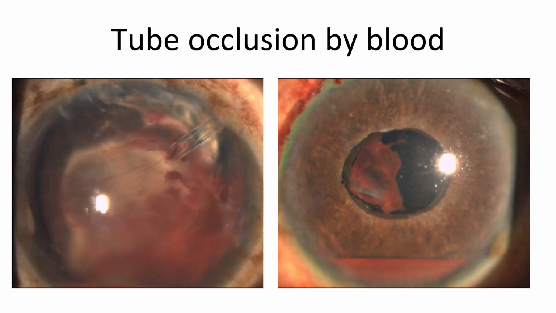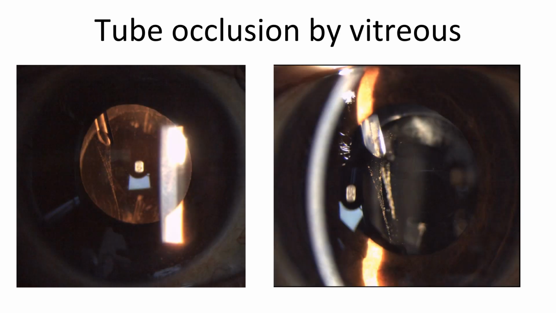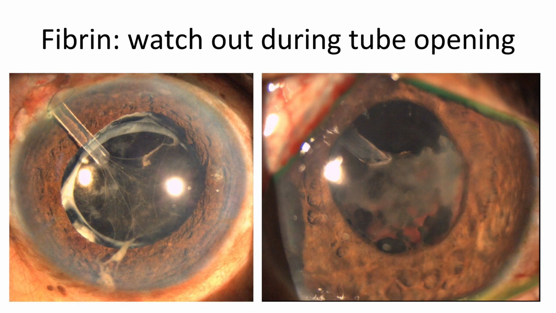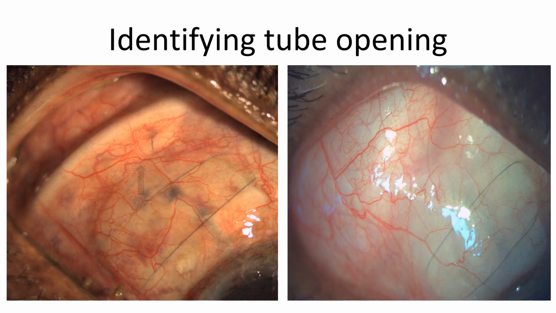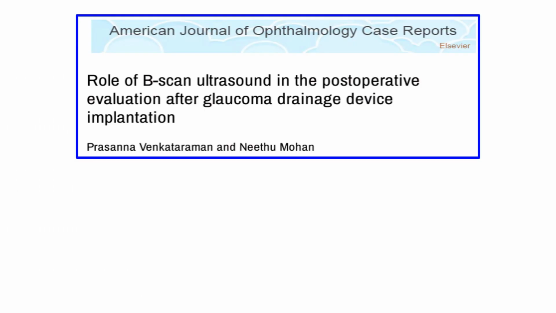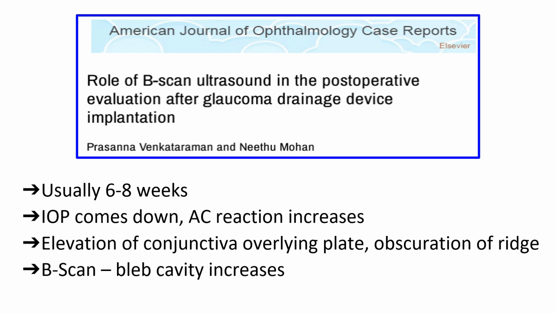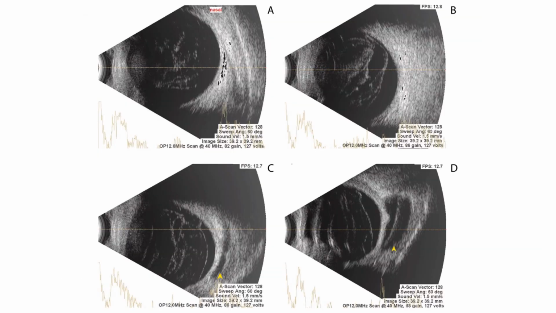Post-operatively, tubes can get occluded by various materials including blood, fibrin, vitreous, lens capsule, etc. Most of these resolve with conservative measures. Obliteration of the ridge of the implant is an important sign of tube opening and must be looked for at all visits. Serial follow-up B scans will also help to identify the fluid-filled cavity around the GDD end plate.